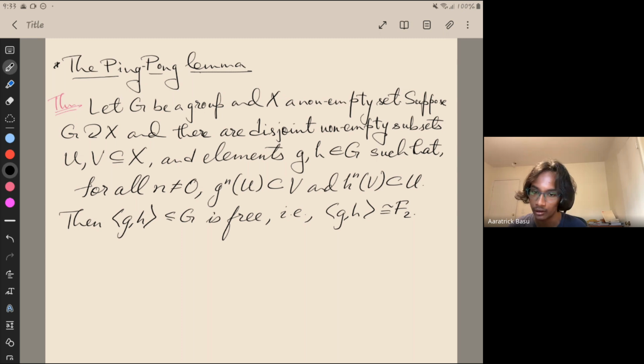Now this is just an action of a group on sets. Oh, someone is asking why is it hard? Try it. Try and see why it's hard. There's something you need to know about free groups. It's not obvious from the definition. But okay, let me come back to the theorem.